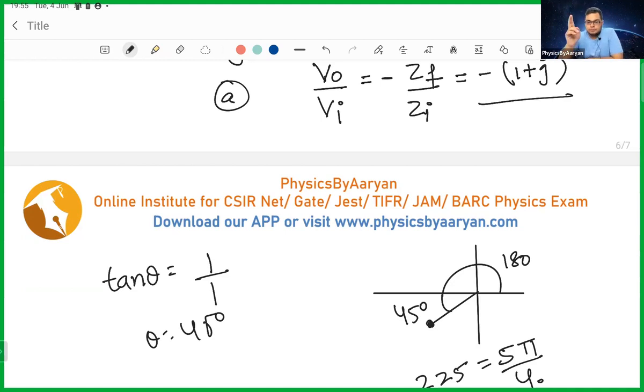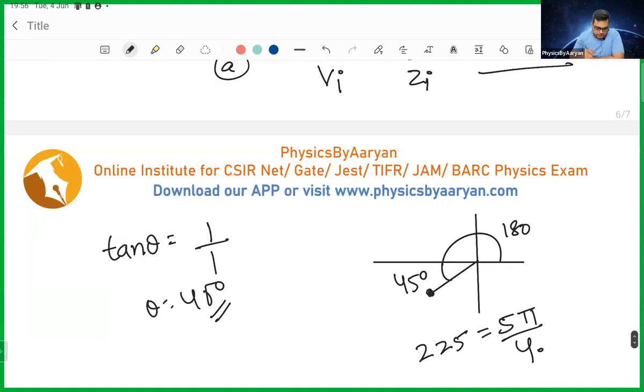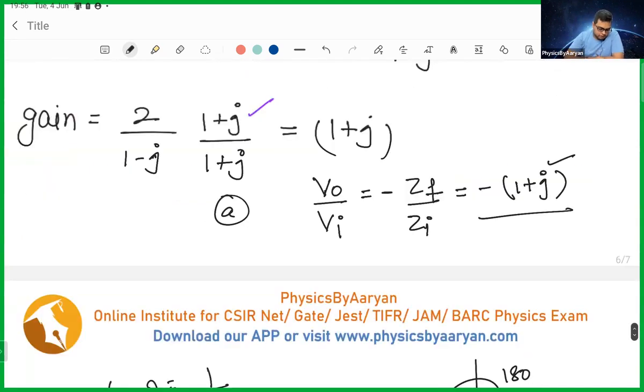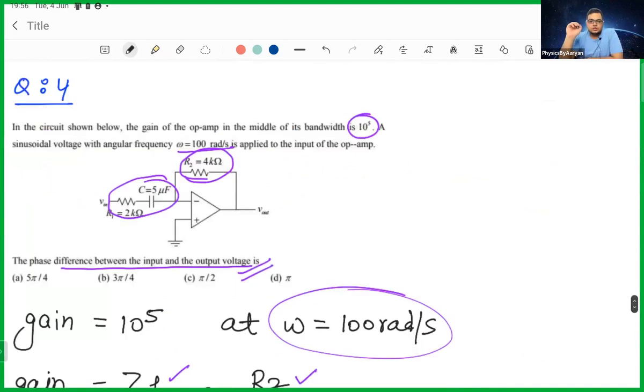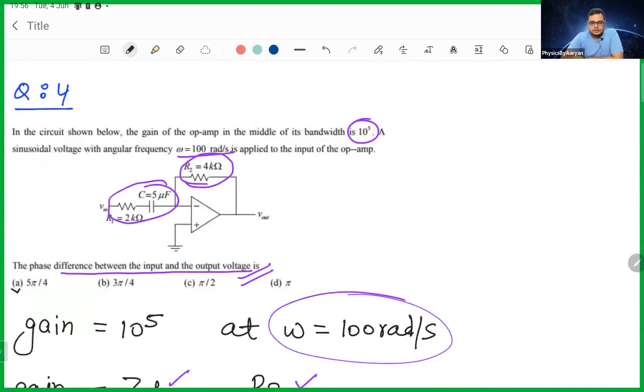Minus 1 minus j means real part and imaginary part both are negative, so it is in the third quadrant. And tan theta is 1, it means it is 45 degrees. But since you also have to add 180 because your angle starts from the positive x-axis, the total angle is 225, which is 5 pi by 4. So that is your answer, 5 pi by 4, which is option A. So option A in this case is correct.